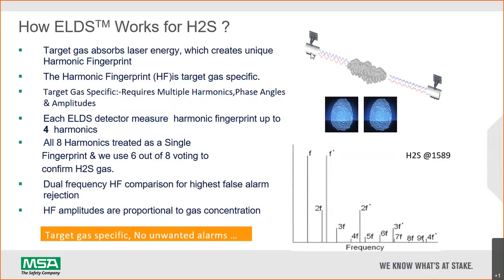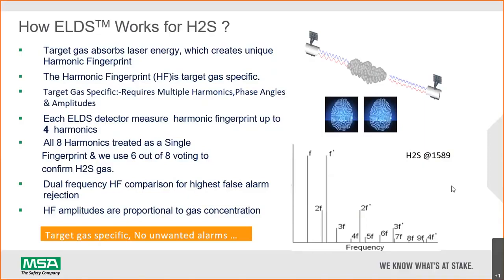So when the laser hits the gas, there is a harmonic fingerprint for the blue. And when the red hits, there is a harmonic fingerprint for the red. And the laser signal gets distorted by the gas. The amount of distortion is proportional to the concentration of the gas. So we use two lasers, two harmonic fingerprints, and one harmonic F, 2F, 3F, 4F, 5F, 6F, 7F. And through the second laser, we again have the same harmonic fingerprint because we are measuring only H2S.